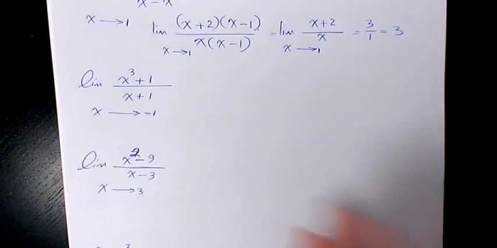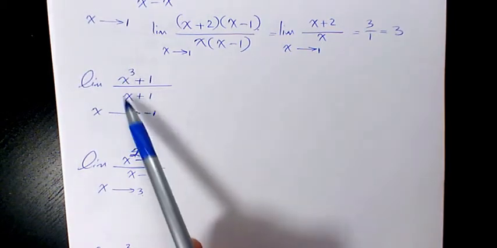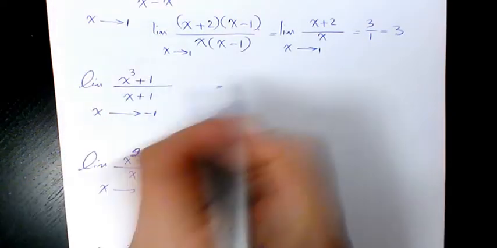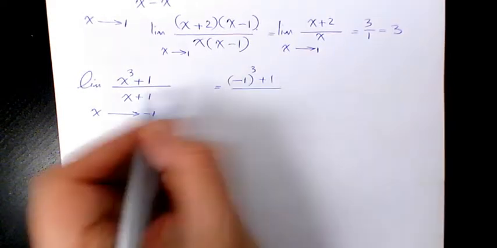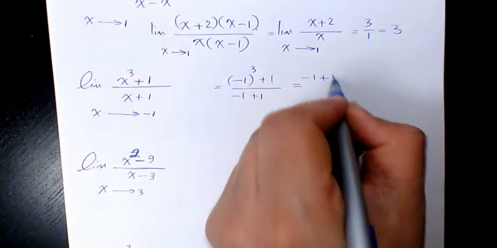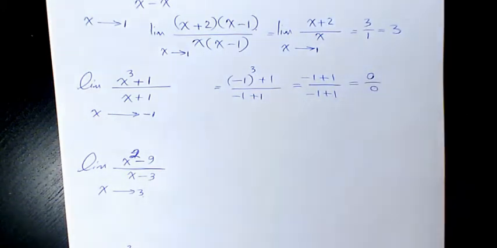Next one, again, is a rational function. We have x cubed plus 1 divided by x plus 1 when x approaches negative 1. When you evaluate it, it's going to be negative 1 to the power of 3 plus 1 over negative 1 plus 1. That's negative 1 plus 1 over negative 1 plus 1, 0 over 0. So again, we need to factor and use the dividing out technique.